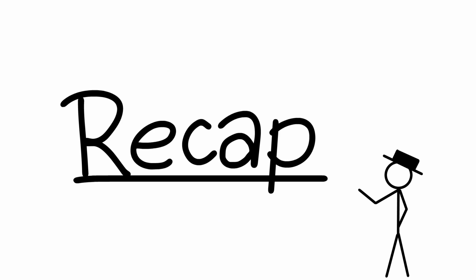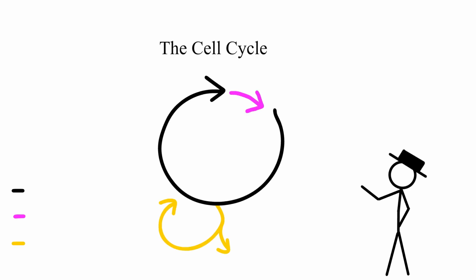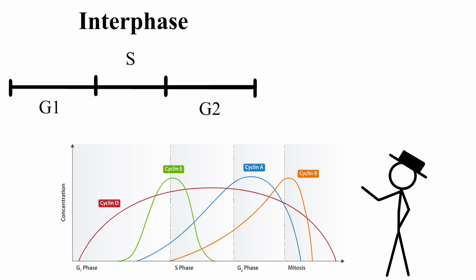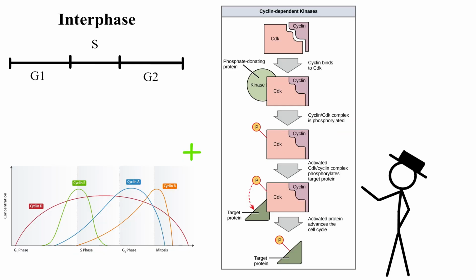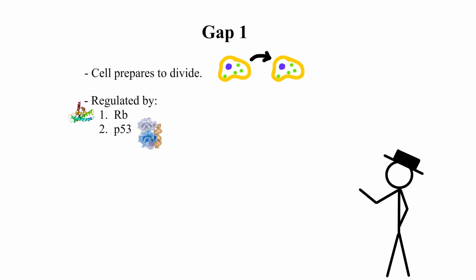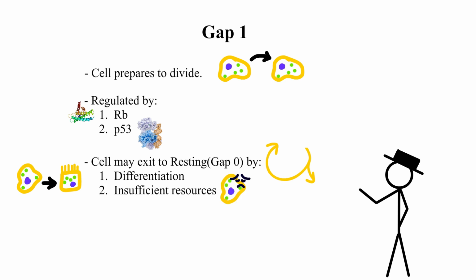Let's have a recap. The cell cycle has 3 states: interphase, resting, and mitosis. Interphase consists of 3 phases, G1, S, and G2. Each phase has its own constituent positive regulator, the cyclin, which binds to CDKs to act as a positive regulator. G1 is when a cell prepares to divide. It is regulated by the negative regulators RB and P53. A cell may choose during early G1 that it will exit the cell cycle either by differentiation or insufficient resources and will move to the state G0.